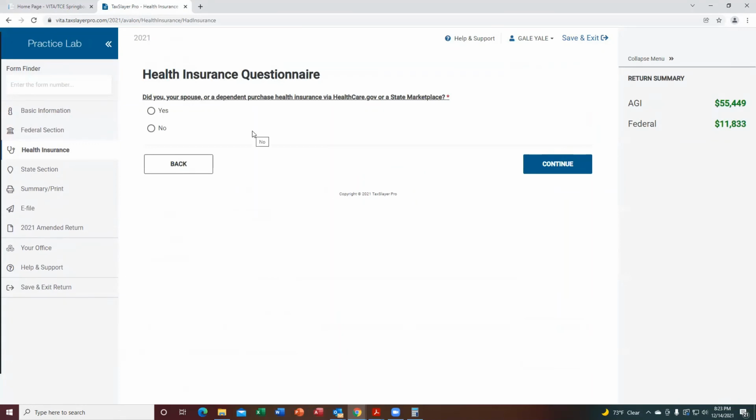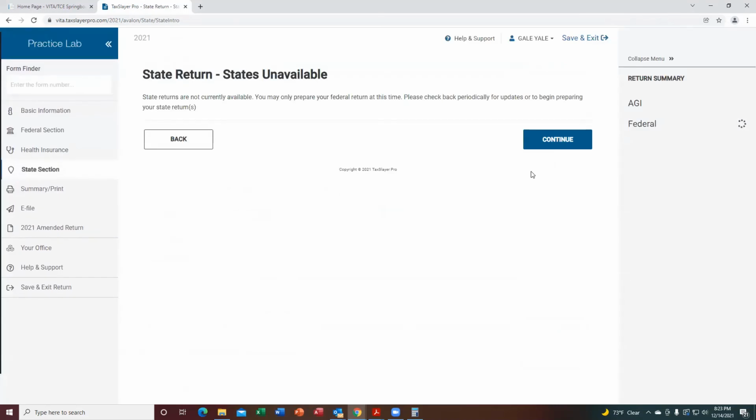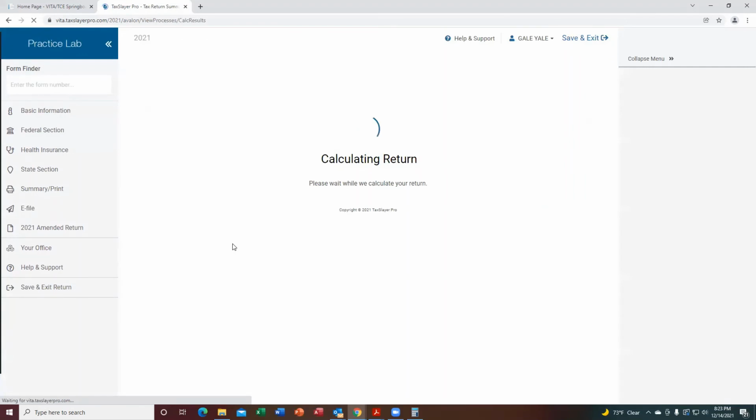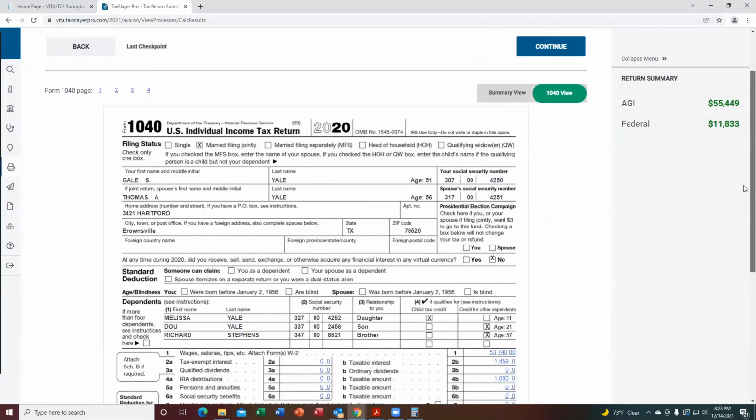Okay, health insurance. They didn't get any health insurance through the marketplace. Okay, continue for the state. And this is their tax return.